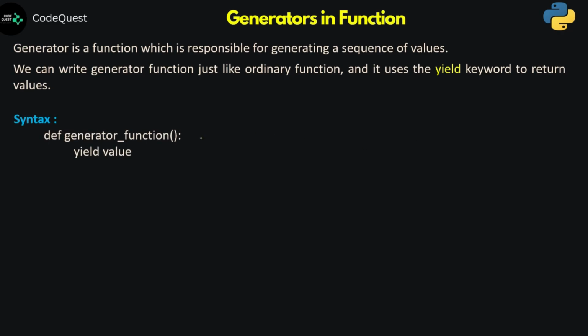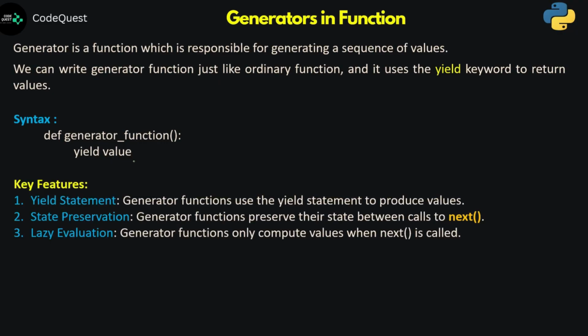Now the syntax is we generally use the same def followed by some function name, but inside the body we are supposed to write the yield keyword followed by a value. One key feature of this generator function is that we are supposed to use the yield statement, because the yield statement is going to produce the values.